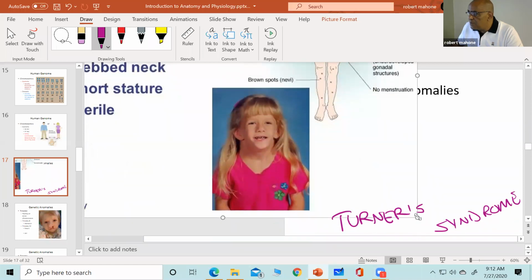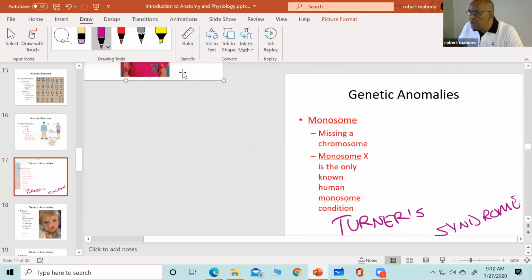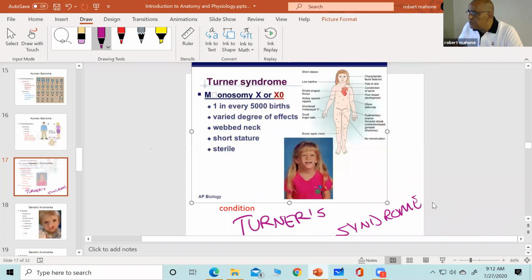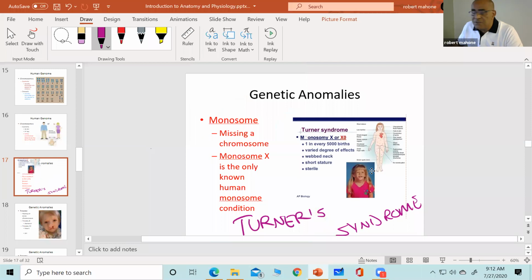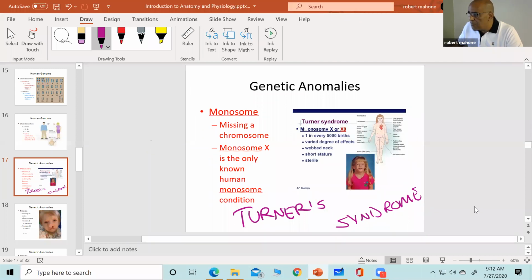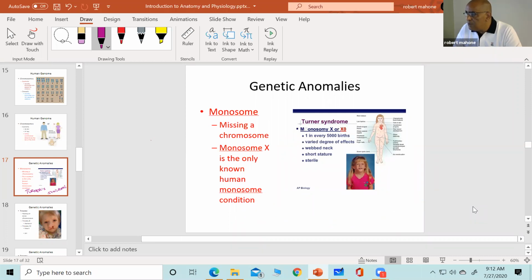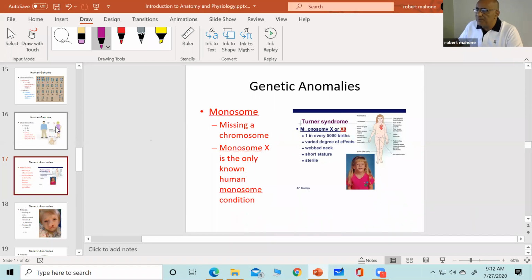So these are things that you see in everybody that has this, and that's why they call it a syndrome. Everybody who gets it has the same signs and symptoms, so we call that a syndrome. All right, so that is monosomy X, the only known human monosomy condition. It's a person who's missing a chromosome.